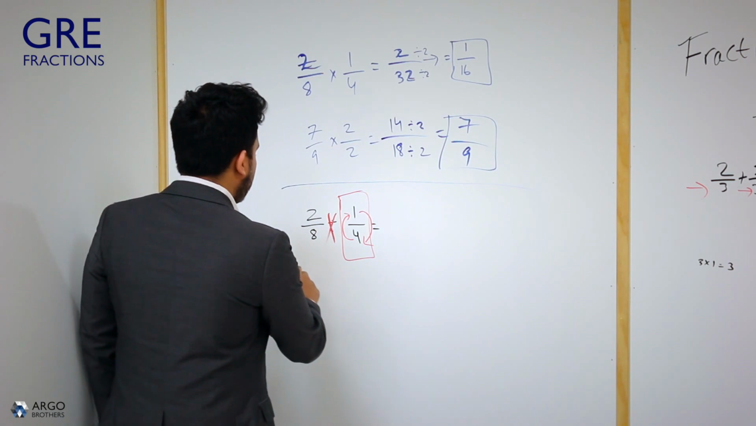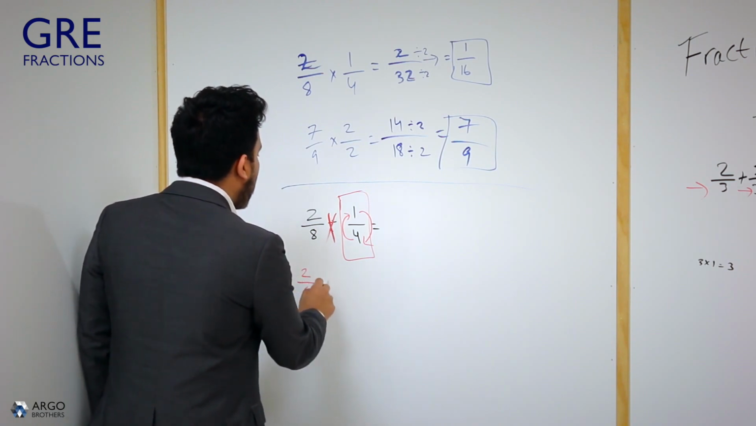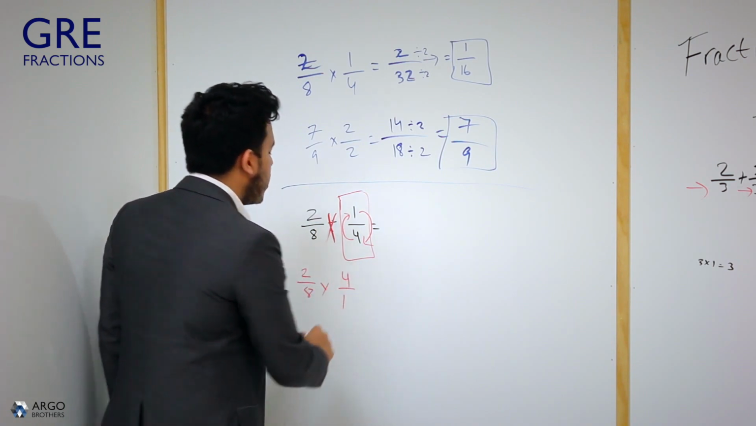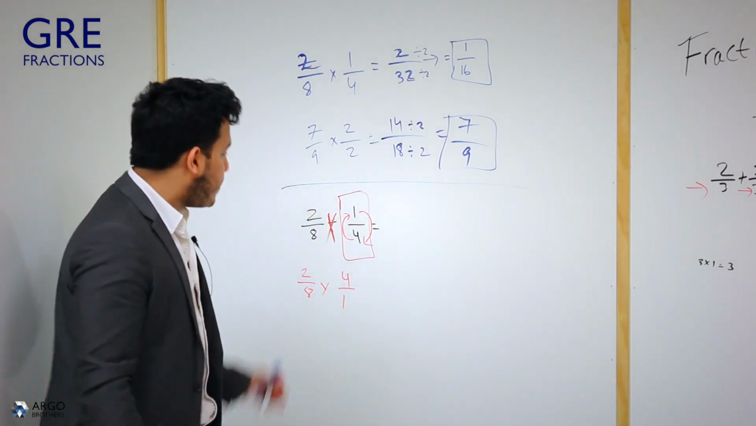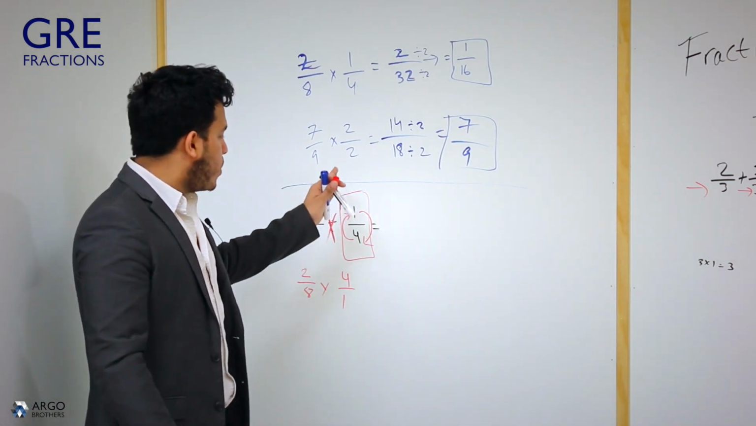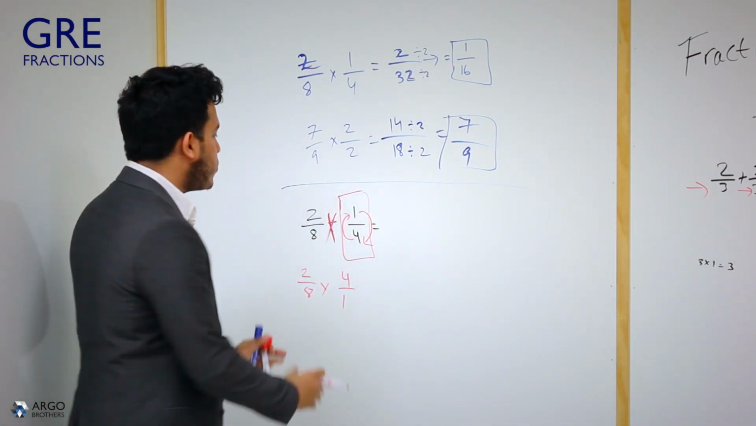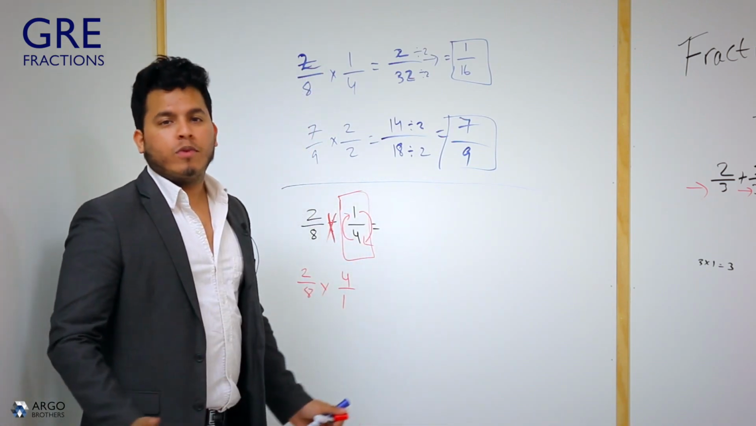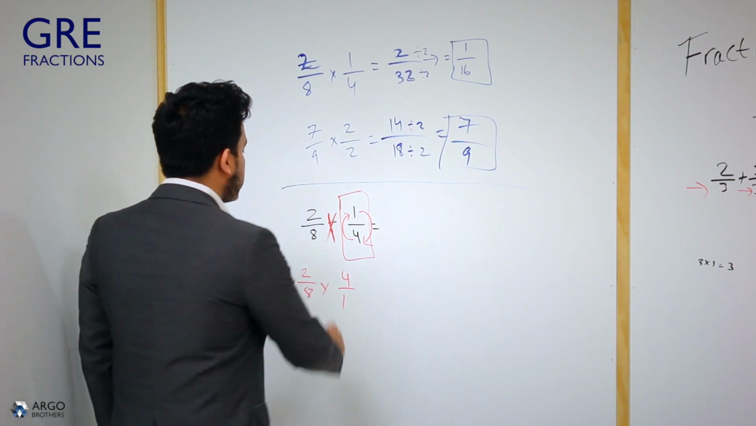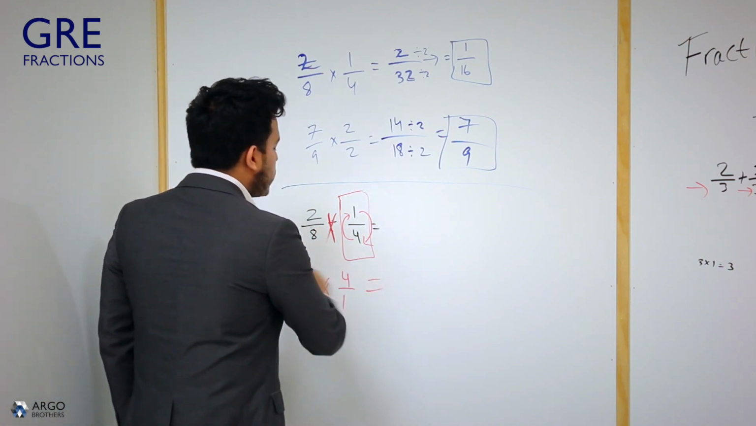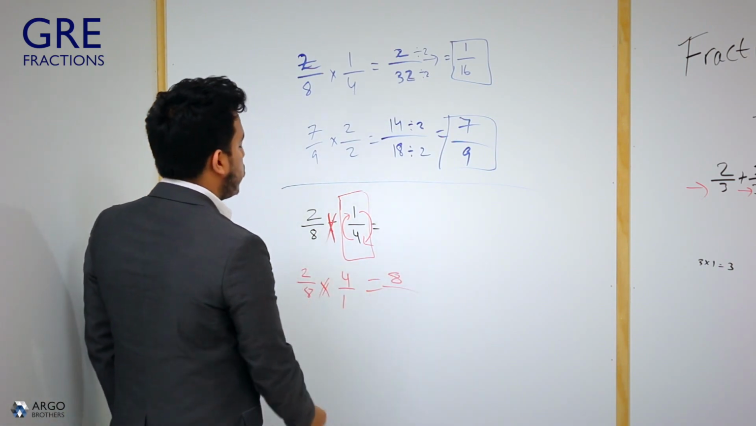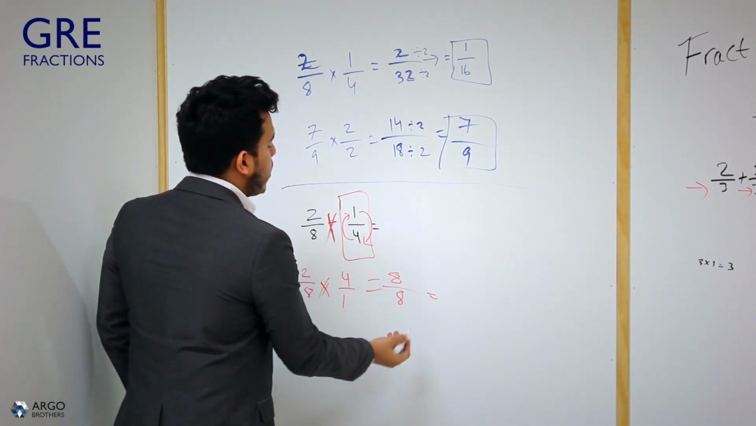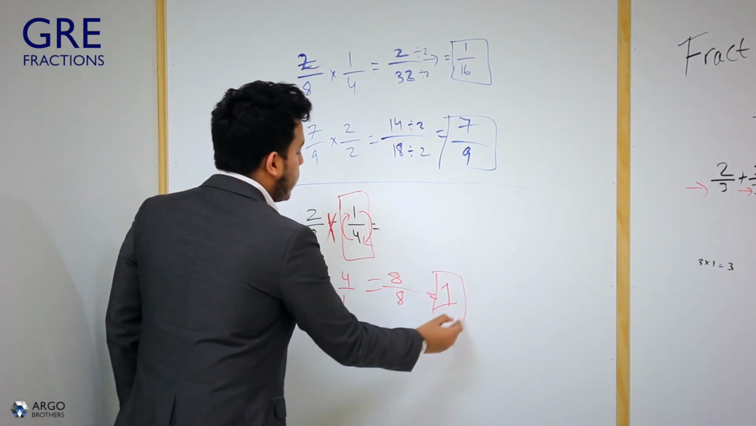So what are you left with? You're left with 2 over 8 times 4 over 1. Be very careful. Don't flip this fraction. Only flip this fraction. You have to take the reciprocal of this fraction over here. And now, we're very happy because it's multiplication, so multiply straight across. 4 times 2 is 8. 8 times 1 is 8. 8 divided by 8, of course, is 1. So that is my answer.